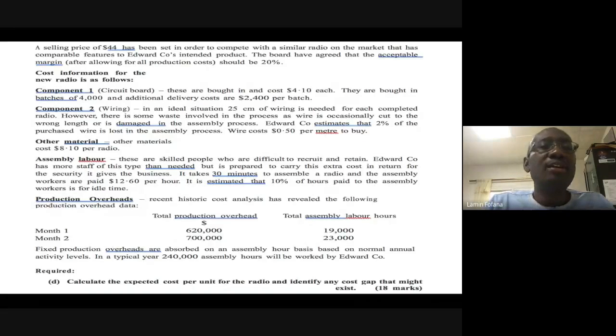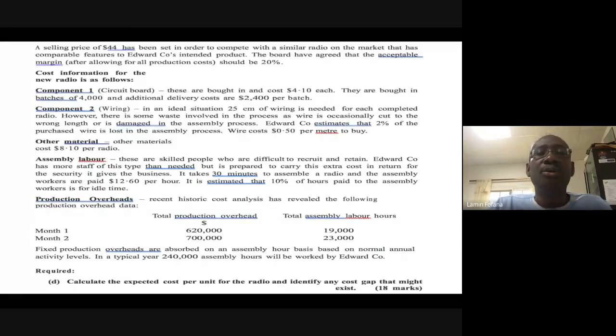Right. So now this cost information is referring to the current costing technique that the organization is using. So we have to find the current cost and then try to compare it to the target cost. Already the first paragraph above gave us all the information to calculate our target cost. Is that clear? Okay, so let's look at the cost information.